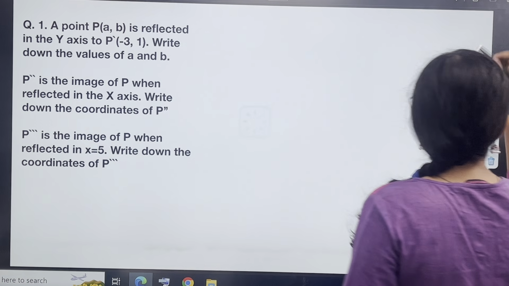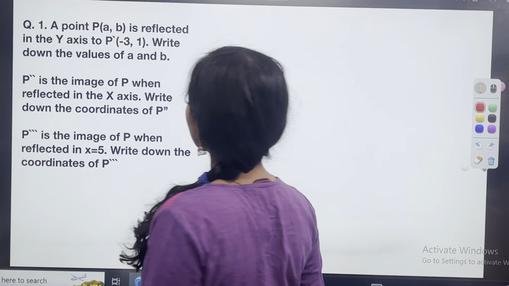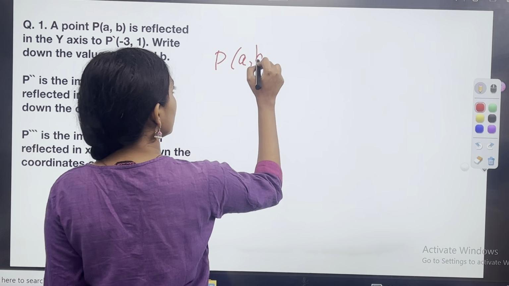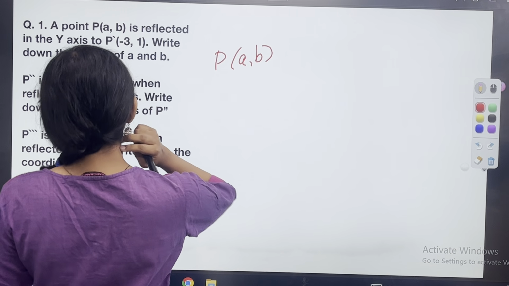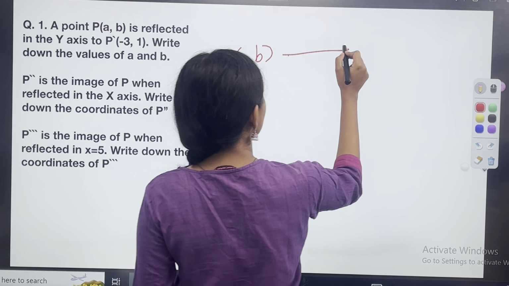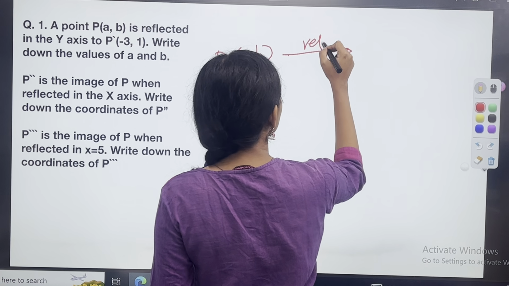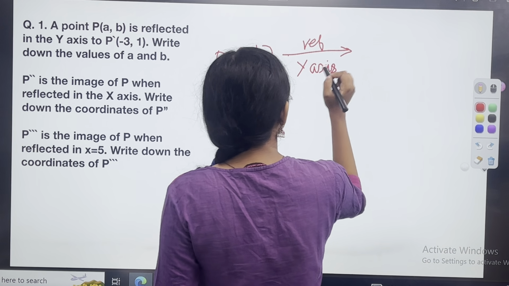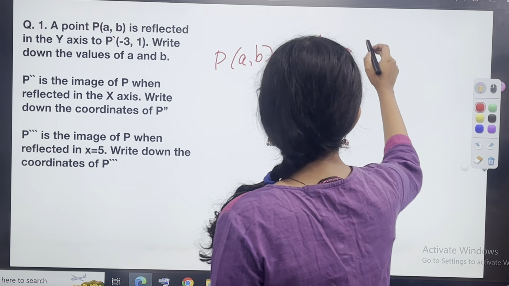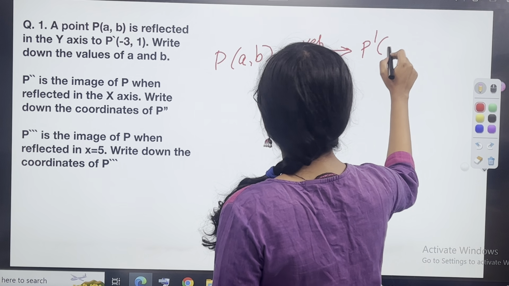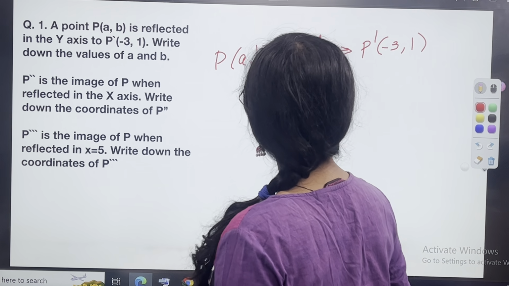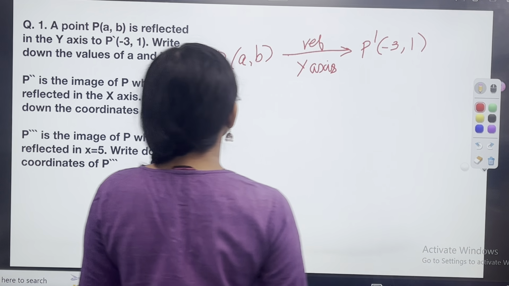Okay. So you have a point A comma B. Point A comma B is reflected in the y-axis to P dash, which is called minus 3 comma 1. Right? Write down the values of A and B.